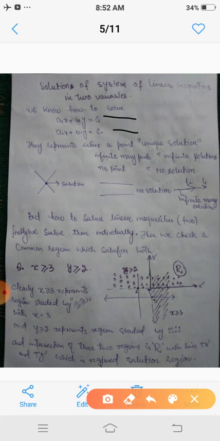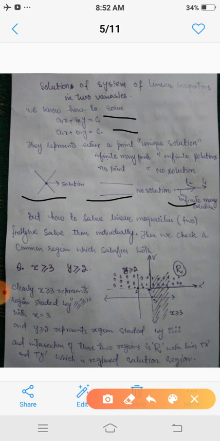Either this system has a unique solution, which means they simply represent a common point, or they have no solution, which means they are parallel to each other, or they have infinitely many solutions whenever the two lines represented by these two equations coincide with each other, like L1 and L2.